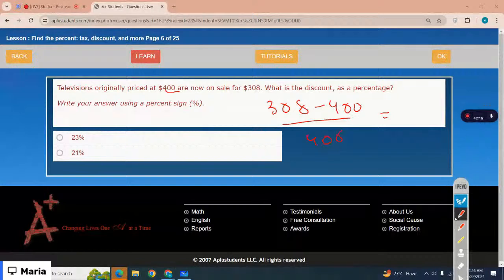308 minus 400, 92 divided by 400, that is 23%. The correct option is 23%. Option number 1 is the correct option.